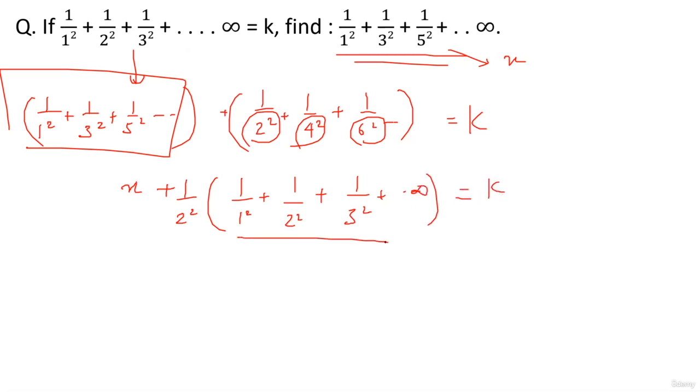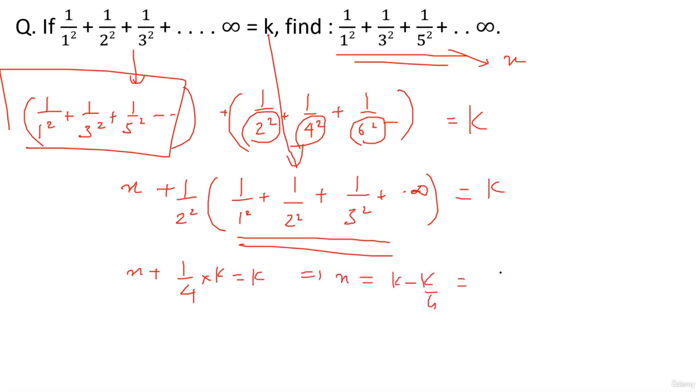But we already know this value from the question, right, guys? This value is nothing but k itself. So we have x plus 1 by 2 square, which is 1 upon 4, into k is equal to k. This gives you x is equal to k minus k by 4, or the answer is 3k by 4. This is the final answer. As simple as that.